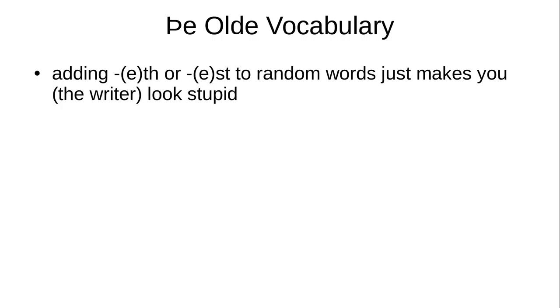Now, here's the thing that people do really wrong a lot of the time. Now, sometimes it's done in parody, so it's not such a big issue. But what I see a lot is writers will just go in and add eth or est to random words to make it sound archaic or something like that. And quite frankly, it just makes you, the writer, look stupid. Or if it's a character doing it intentionally in the story, it makes the character look stupid. You just don't do this. This is the easiest way you can mark yourself as an idiot when you're writing this stuff.